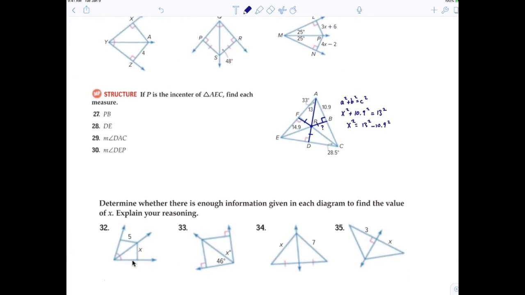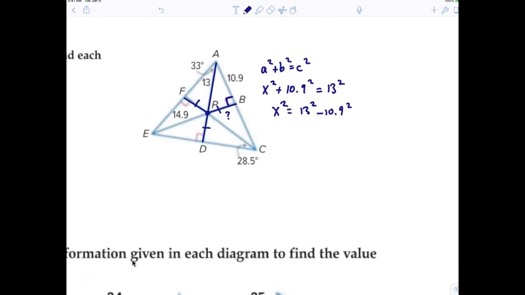Does anybody else have any other questions with 27, 28, 29, or 30? Anybody have any other questions? Well, do you have your calculator? I can't help that. That's not what it says. What does it say? 13 squared minus 10.9 squared. You see why, right? Because we have the hypotenuse.